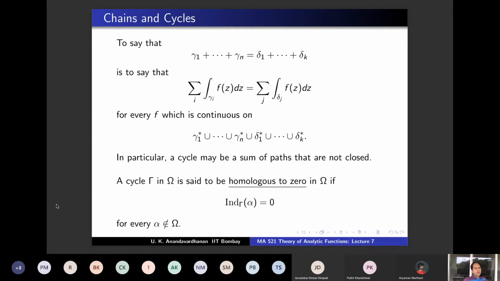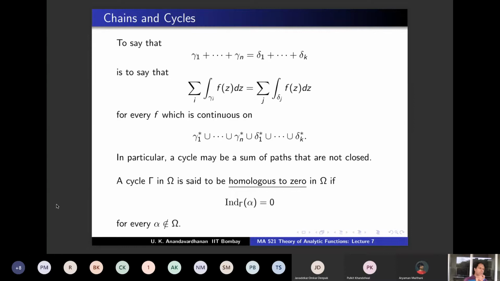Take the unit circle, and suppose omega has no puncture inside the unit circle. Suppose you take the whole complex plane, for example, with no puncture or anything, and you take the unit circle. What is the index of alpha with respect to gamma? If you take the whole complex plane, of course there's no alpha, so vacuously it's true. Now suppose you take a disk, so that it's not the whole of C. If you take alpha outside omega, it's outside the disk. So the index of that point with respect to a circle inside the disk is of course 0. So it is homologous to 0.